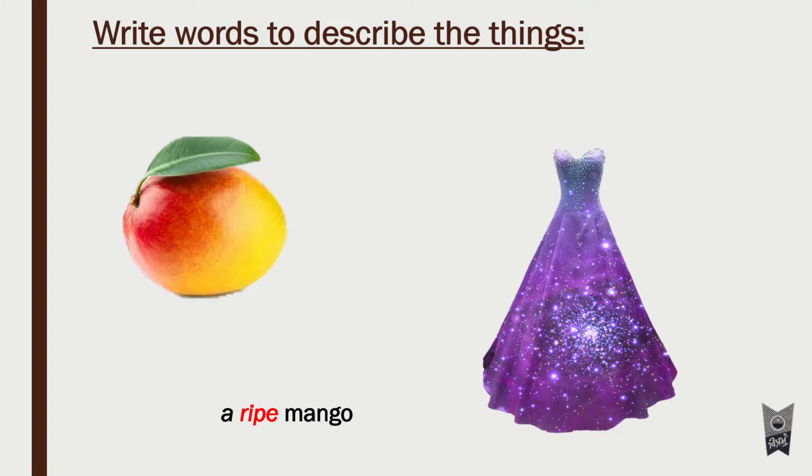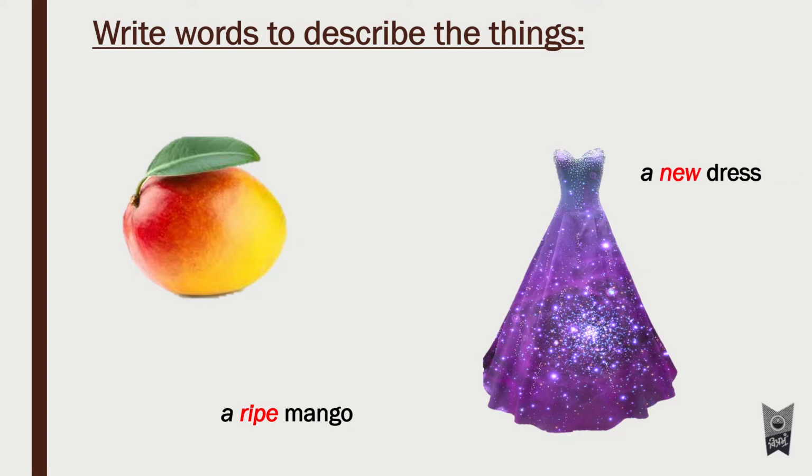What else can you use? Yes, it is a pretty dress. What else? Look at the color. You can describe it using the color also. Yes, it is a purple dress. What else? It is a shimmery dress, is it not? So many adjectives you can use.